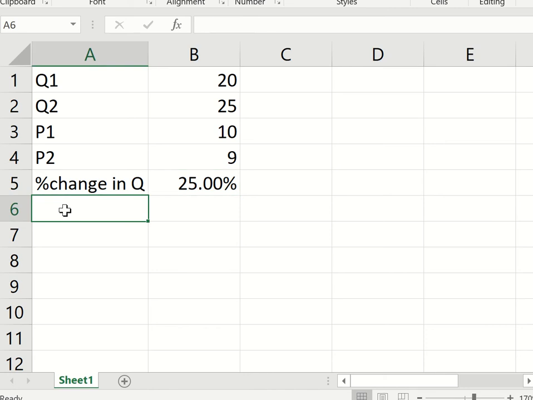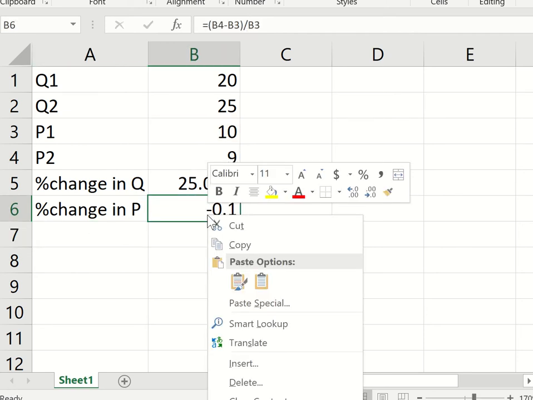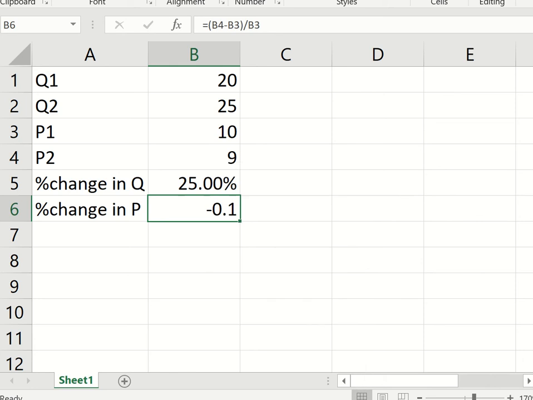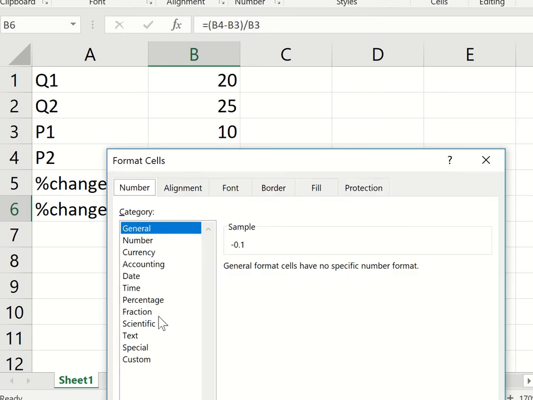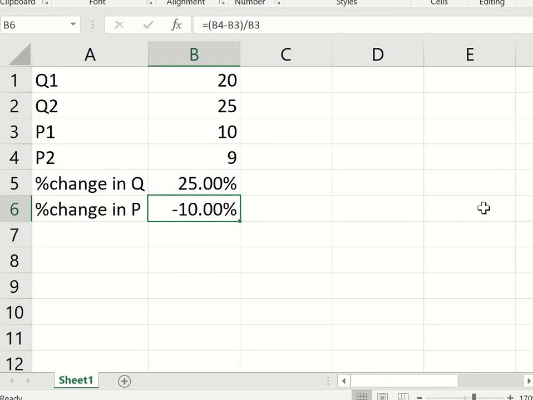Now, percentage change in price. This is the new number, 9. Well, don't forget the parentheses. So 9 minus 10 and divided by 10. There. So again, right click on the cells, and then change to percentage. All right, so that's your new minus old method.